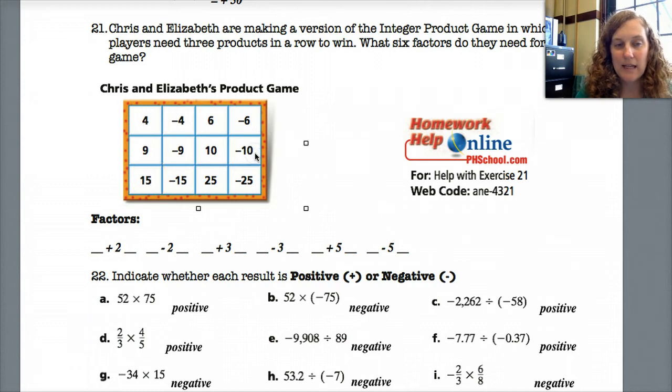How do we get a 10? Well, a 10 would be 5 times 2. We already have 5, so we just have to add the 2. So we add positive 2 and negative 2. Now the question is, can we get the rest of the numbers?